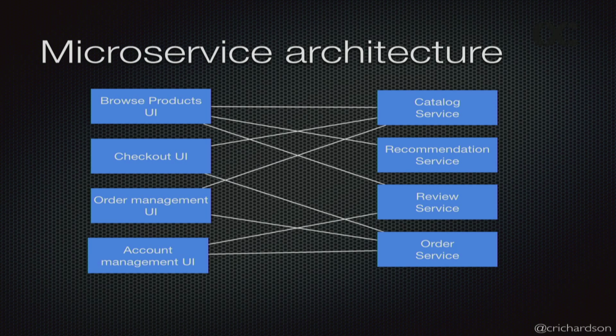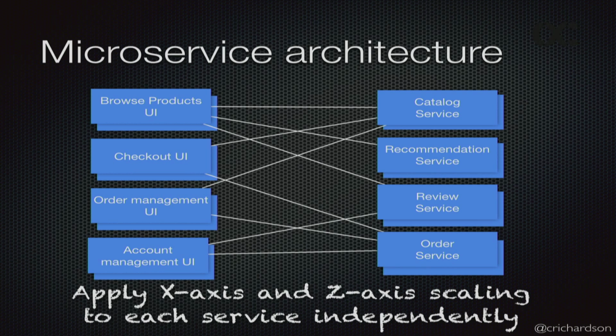We can also functionally decompose the UI, because the web app part of your application can itself be quite complicated. And there can be value in having mini web applications for each part of the UI. So checkout, for instance, is handled by the checkout UI web application. Once we've done that, we can develop and deploy and scale each of these applications independently, so we can apply X and Z axis scaling to them.